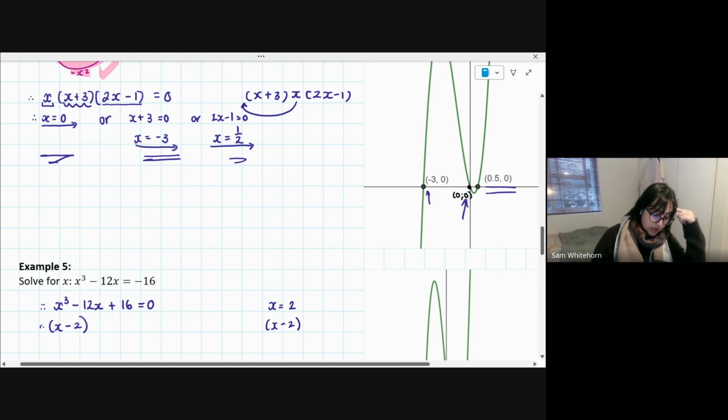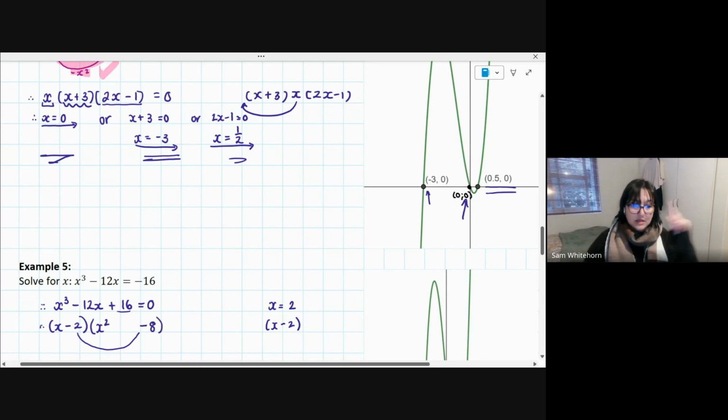So I need an x cubed, which means I've got an x squared. X times x squared is x cubed. I need to get positive 16, but I've got a -2. So that means I would need to multiply by a -8 in order to get positive 16, because a negative times a negative is a positive.